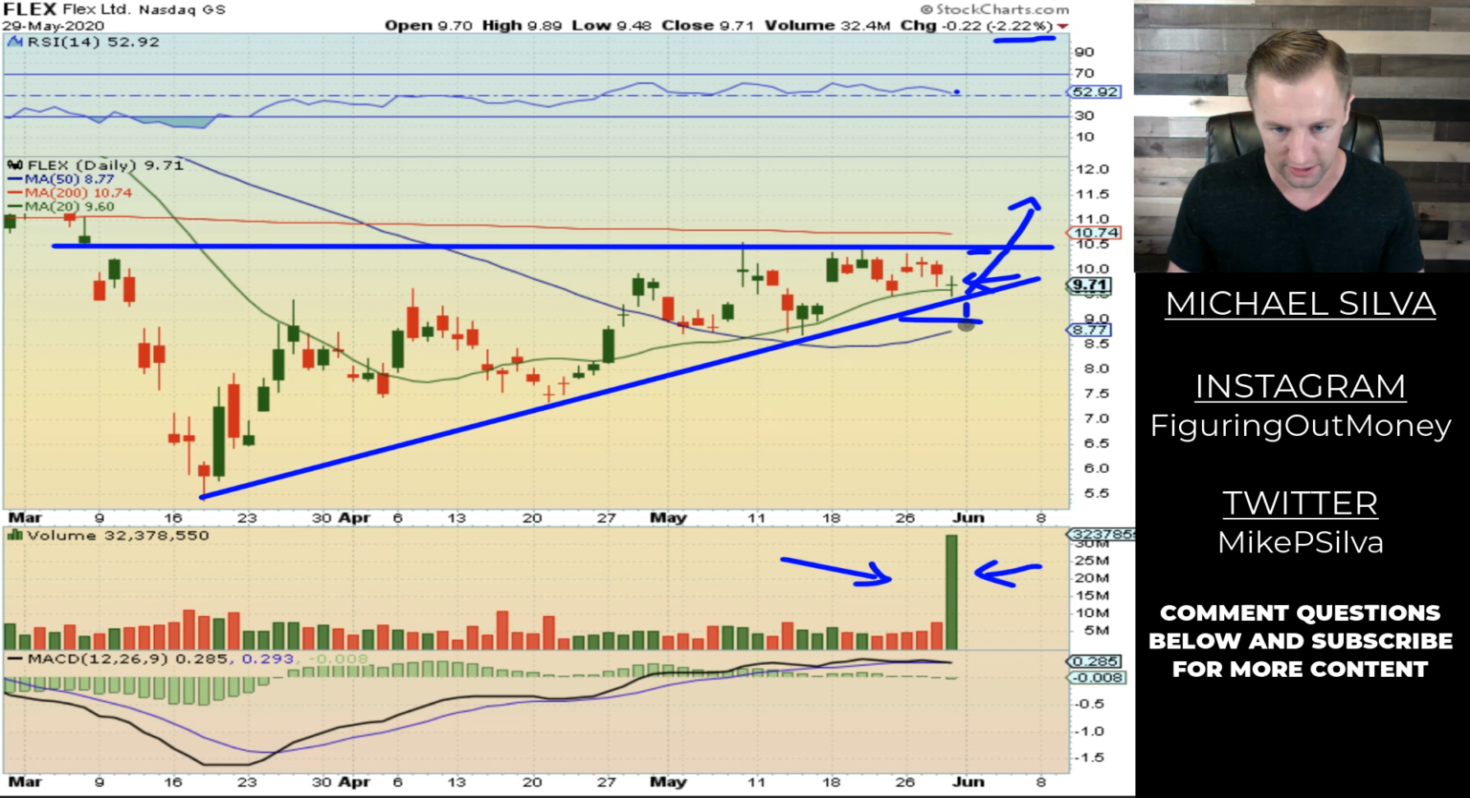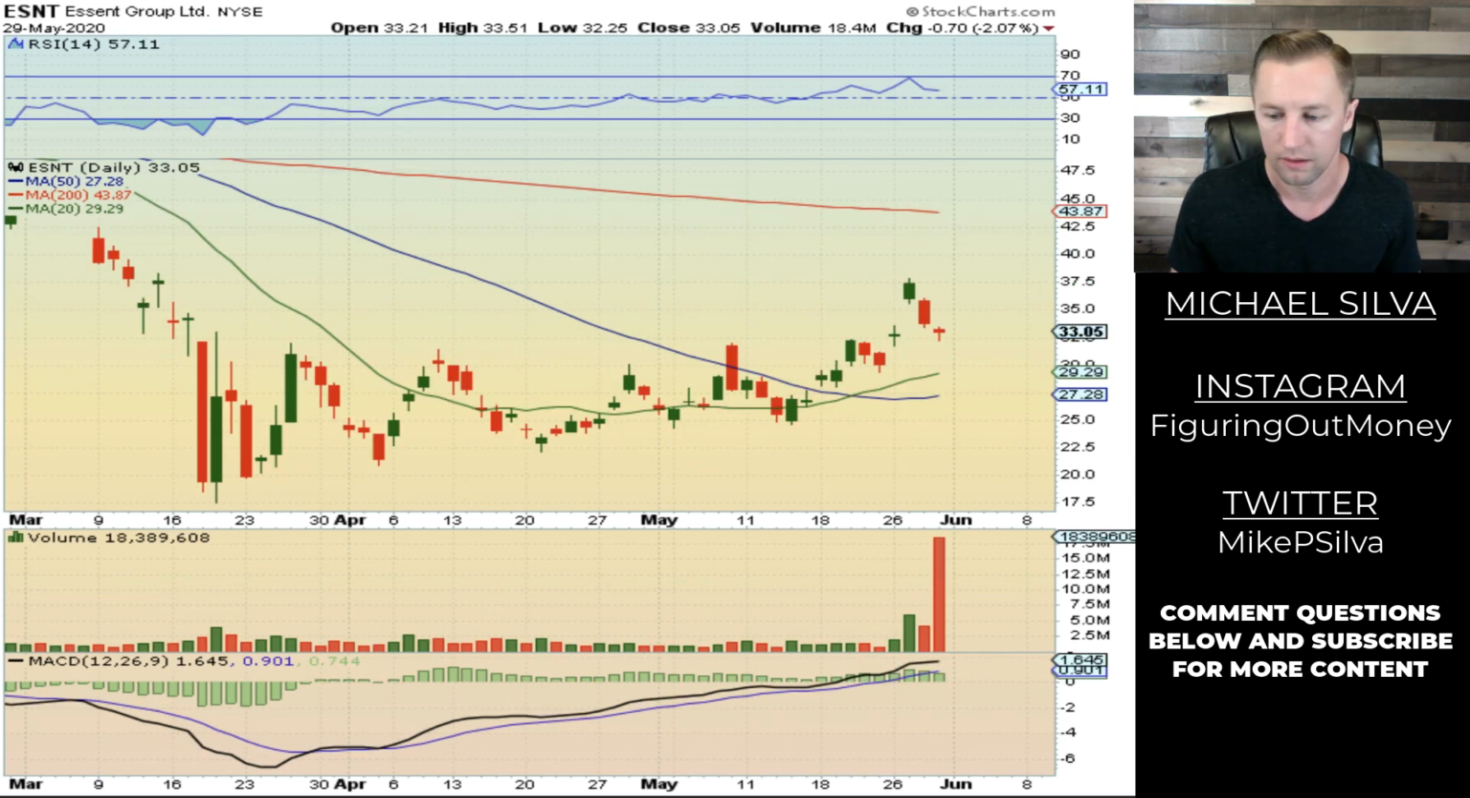And keep in mind, if it does break down this trend line, obviously we can see a pretty aggressive move to the downside. So manage your risk. I'm going to say that every stock. Next stock. All right, here we go.